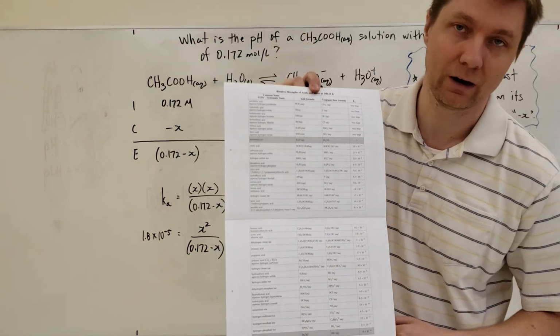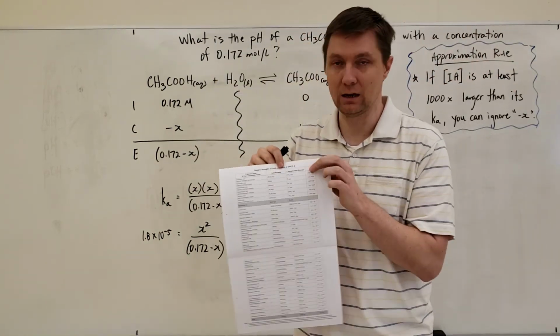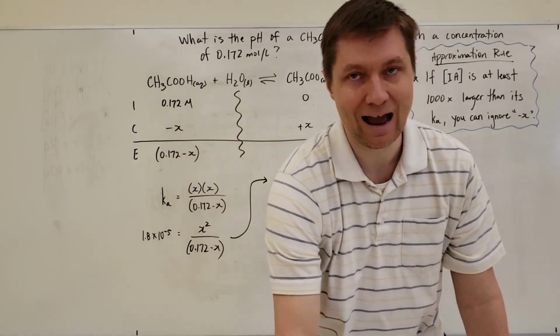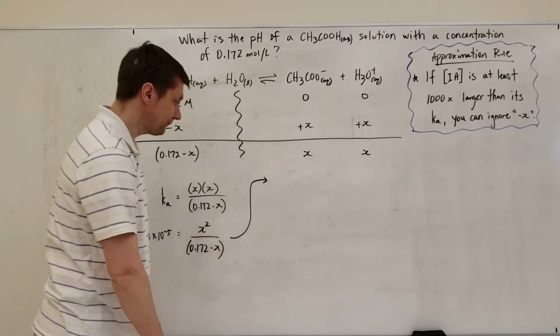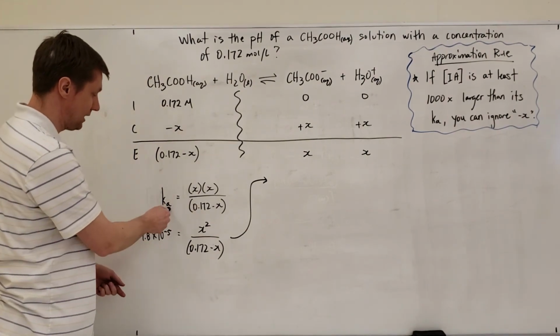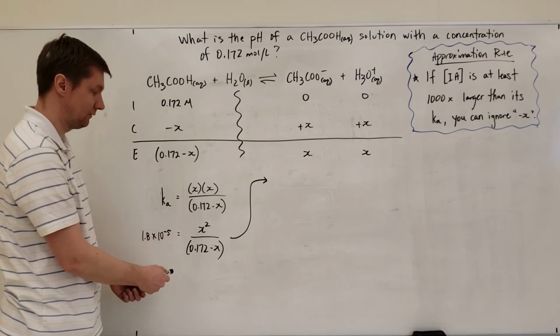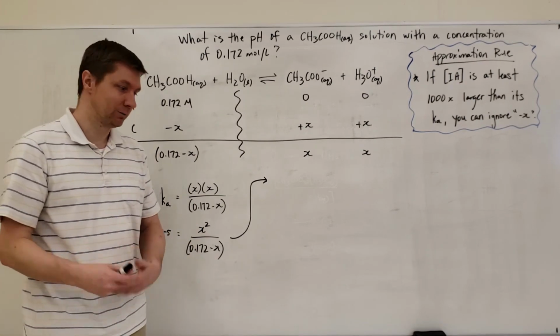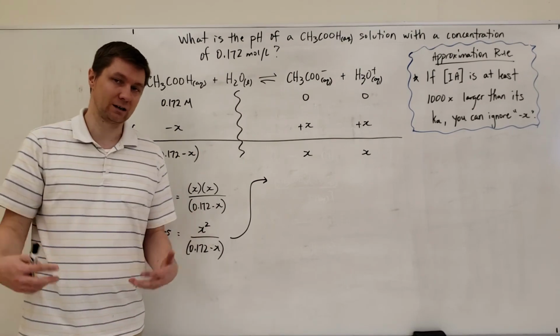You just look over on the very right-hand side in the Ka column, and you can look up Ka values for particular acids that you'll be working with. So this one is found in the data booklet. The Ka is 1.8 times 10 to the negative 5, and that's equal to this right here. Now this is a problem because if you look at this, this is a quadratic equation.